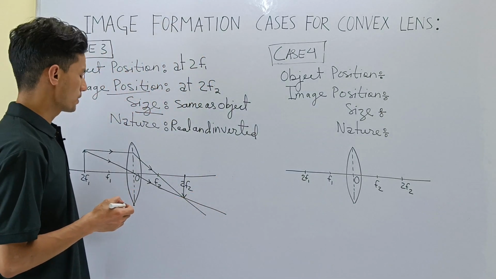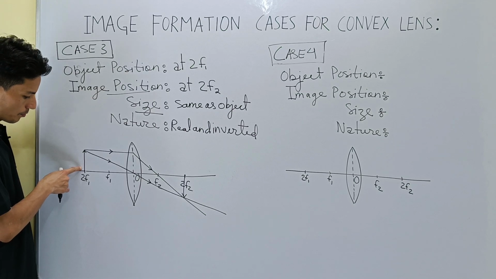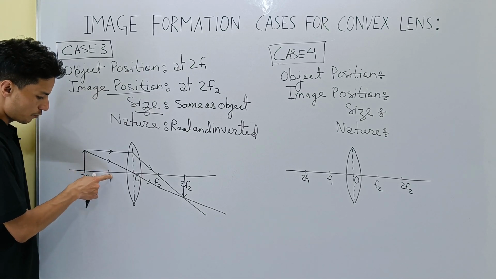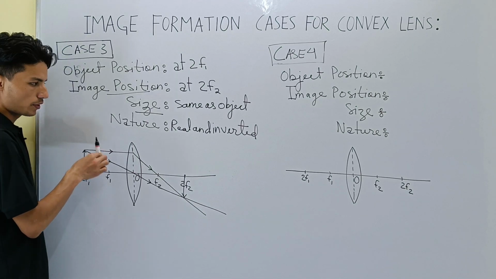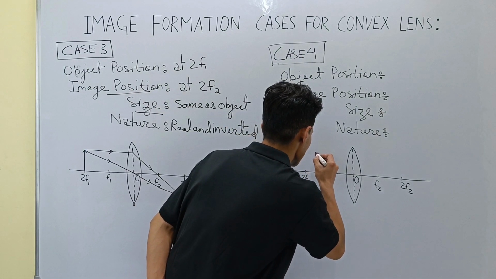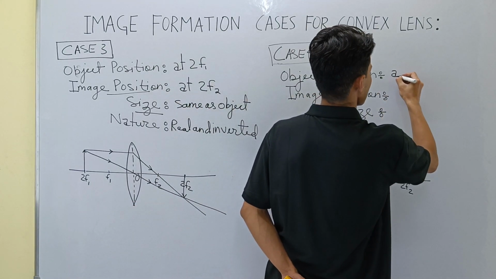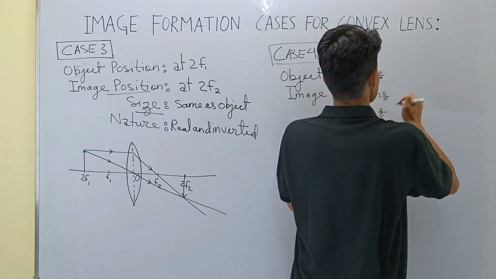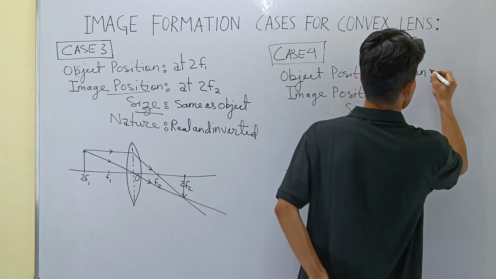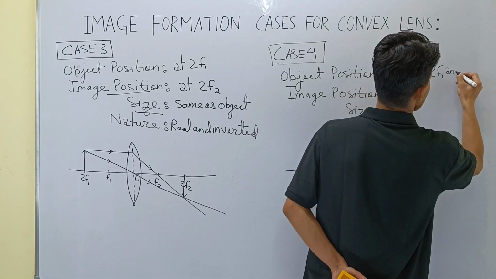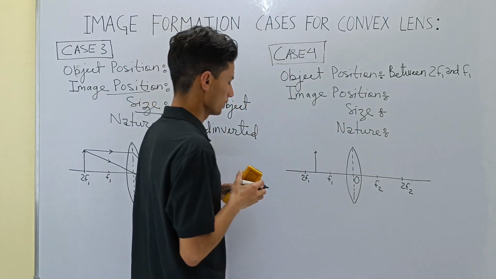Now, where will the object be? The object has already stood at 2f1 in case 3. Now the object will stand between 2f1 and f1. So the object will stand here between 2f1 and f1. So object position should be written between 2f1 and f1.